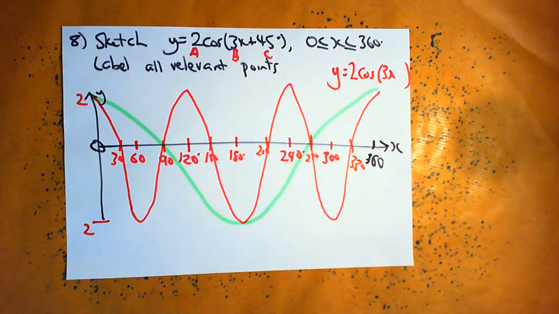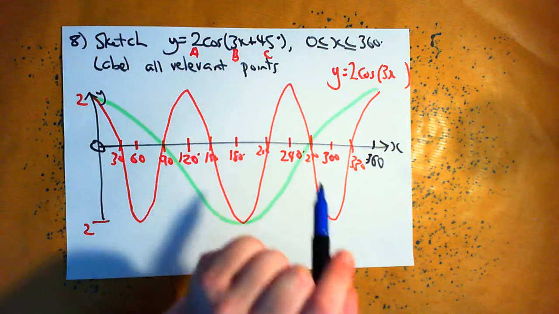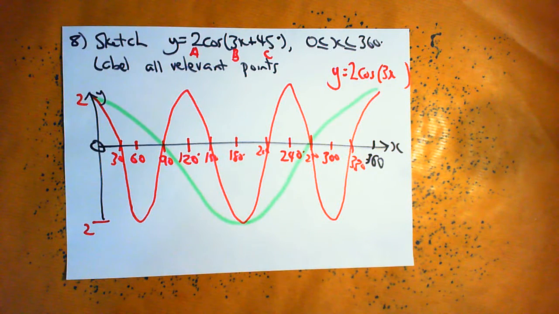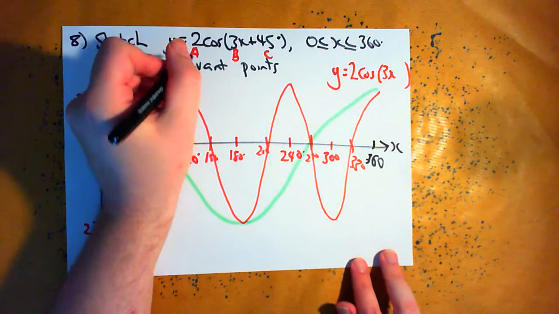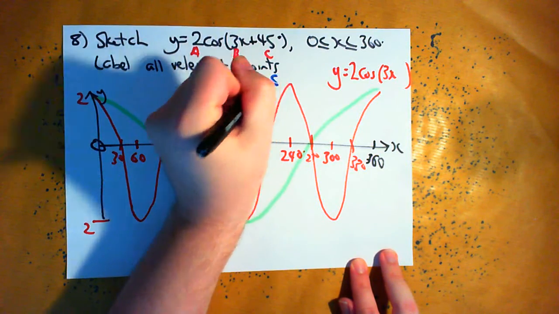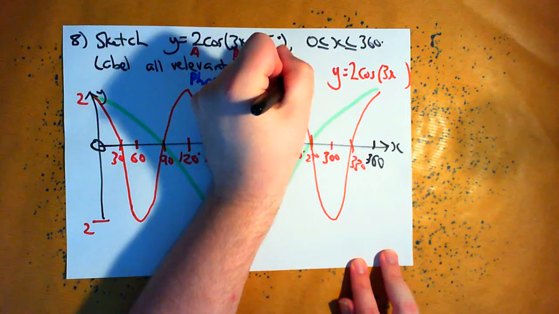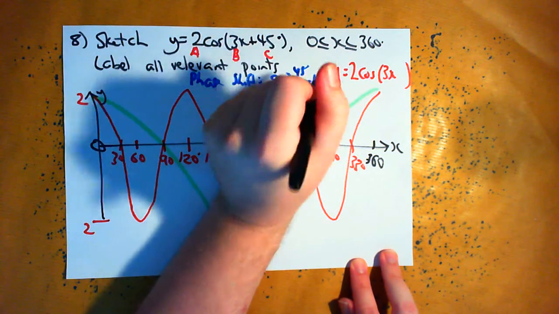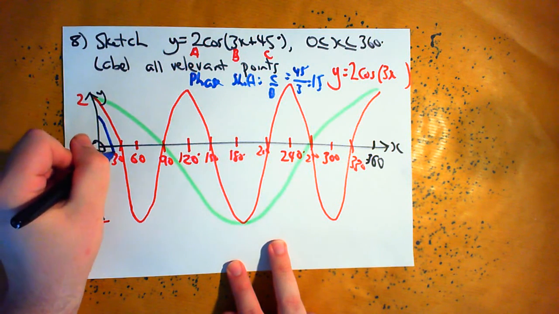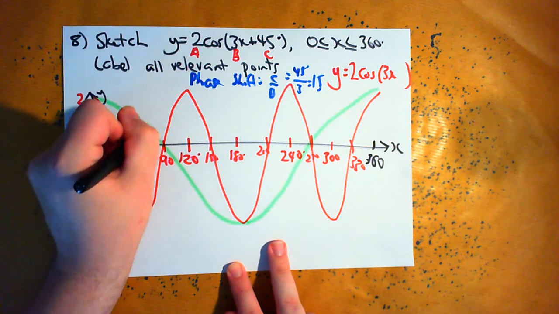Okay, so now we need to look at the value of C, which is 45 degrees. So what effect does that have on our graph? If we work out what our phase shift is, first of all there's a plus inside this bracket, which means everything is going to be moved to the left. And how far is it going to be moved by? Phase shift equals C over B, which in the context of this graph is 45 over 3, which is 15. So the whole thing is going to be moved 15 to the left. So it's going to look something like this.